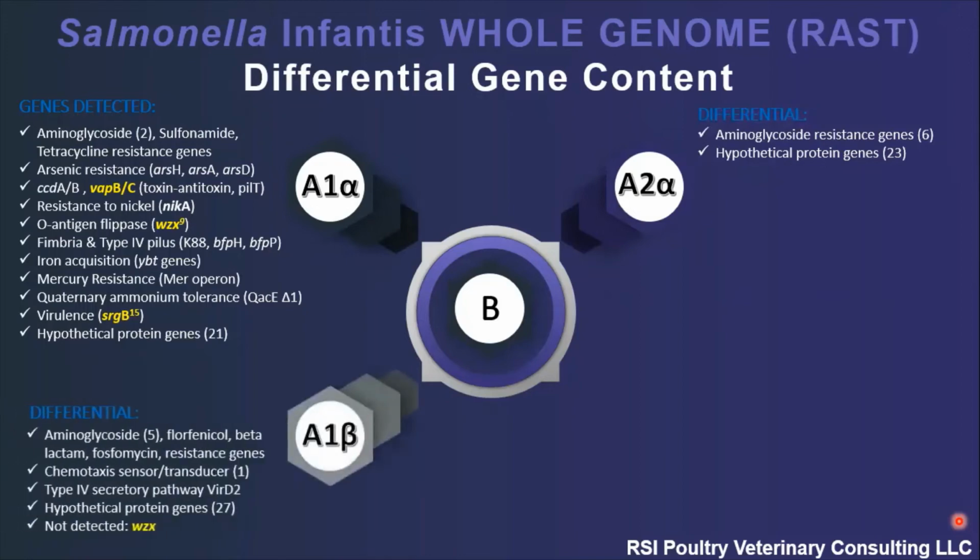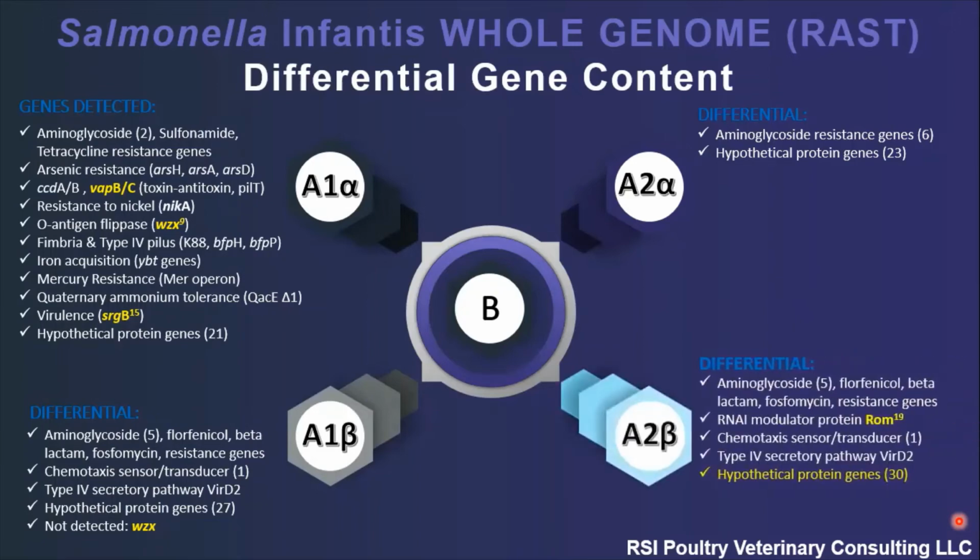The A1 beta isolates carry additional genes associated with resistance to beta-lactam antibiotics, florfenicol, and fosfomycin. These isolates also carry genes of the type 4 secretion system. The subgroup A2 beta isolates were very similar in gene content to the A1 beta subgroup. From this analysis, we conclude that the alpha groups were more similar to each other than to the beta groups.